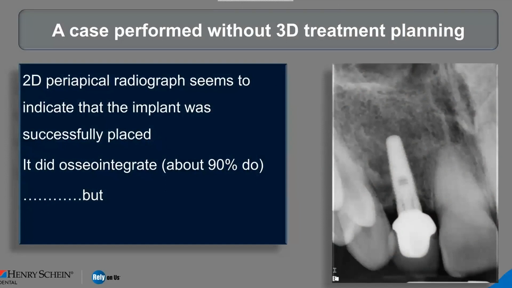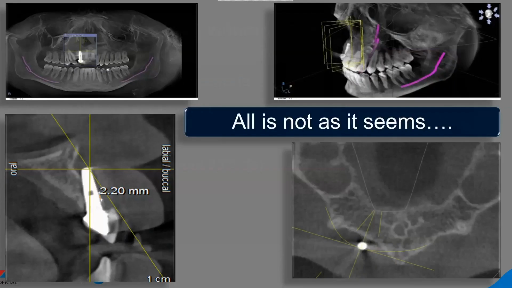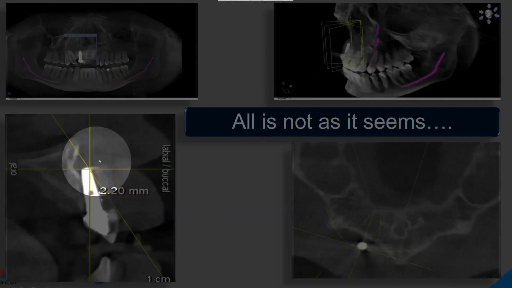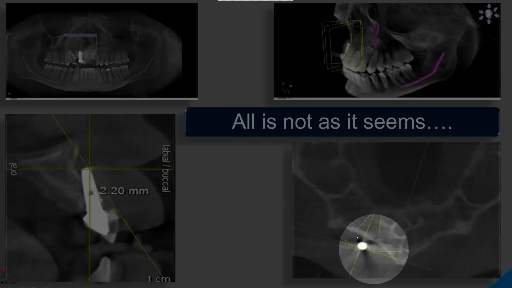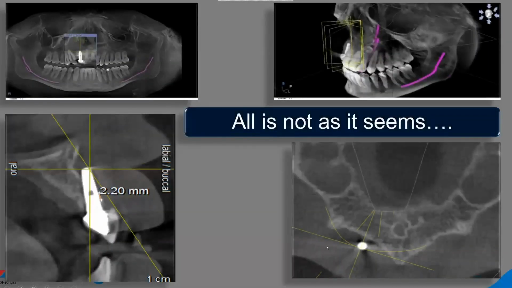So here's an example of an implant that was placed. I'm looking at the 2D image. It looks pretty good. Looks like maybe it osseointegrated. We know the majority of them actually do. And yet, where is that implant sitting when we look at it in 3D? We can see that there's actually minimal to no buccal bone support, and that apex is really just floating in air. So we really don't have a lot of bone support for that implant, and it can result in decreased longevity.